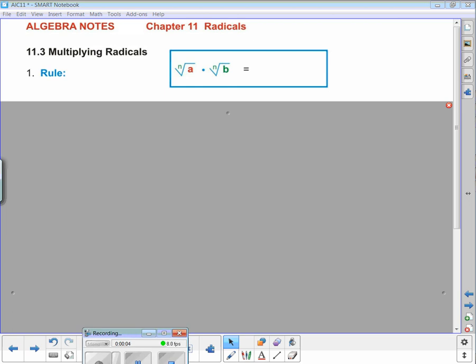Okay, so this is lesson 11.3. Remember, we started everything with trying to understand what radicals were, and we looked at the aspects of the radical sign, the radicand, and the index. We also learned in that first lesson how to convert between radical form and exponent form. So we're just trying to understand a little bit of what radicals are. We also talked about how to take the root.